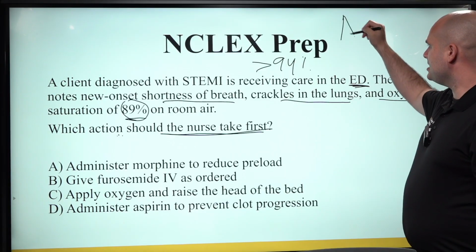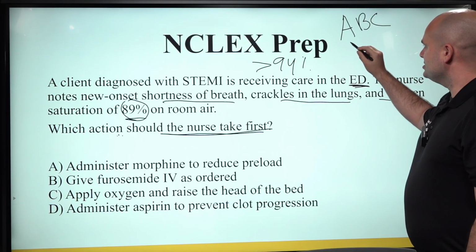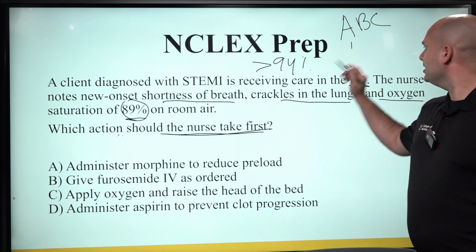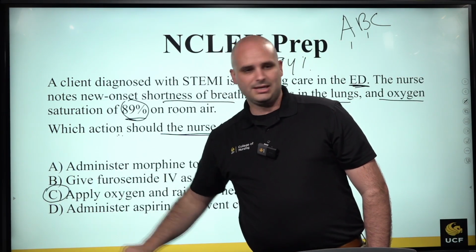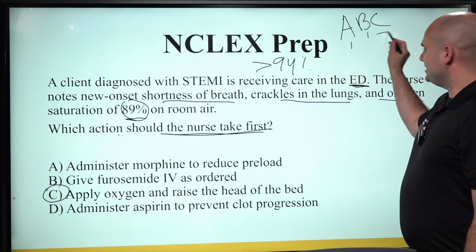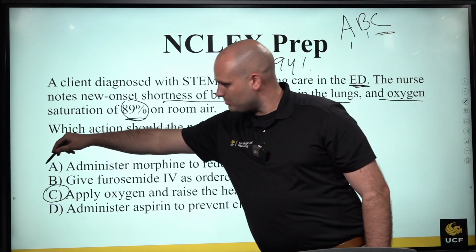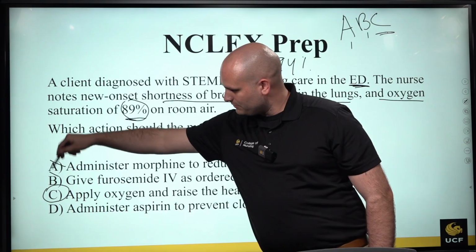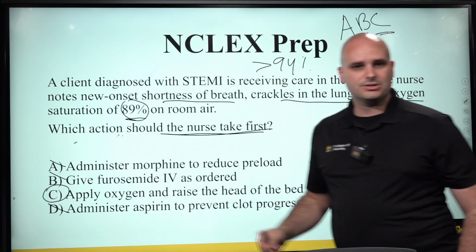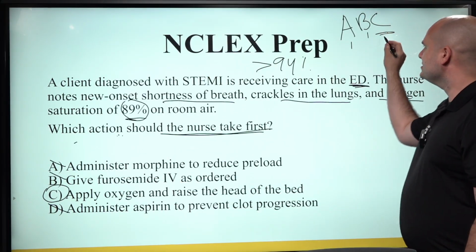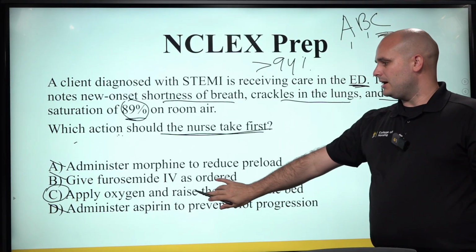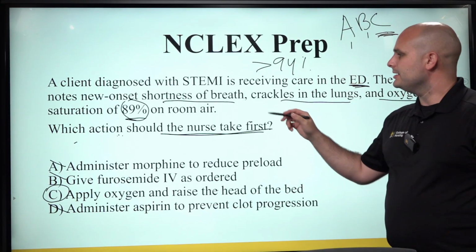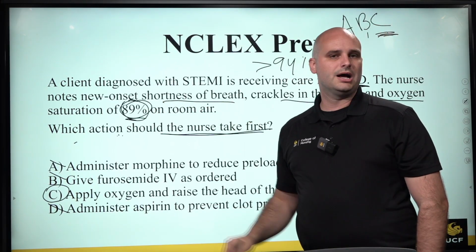And this is one of those ABC questions. So airway, there's not an option here. Breathing, the only option we have here is giving them oxygen. Because C would do this. Morphine's part of C, circulation, and furosemide and aspirin are all part of the meds portion getting down into C. So our correct answer here would be apply oxygen and raise the head of bed to hopefully get this oxygen saturation up.